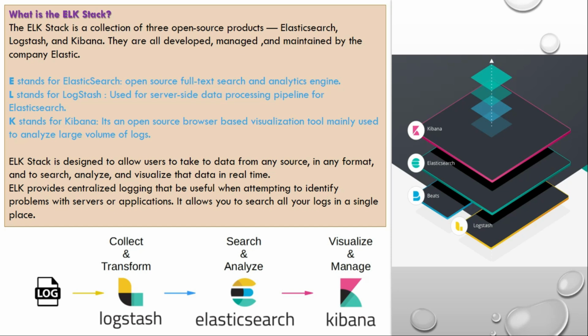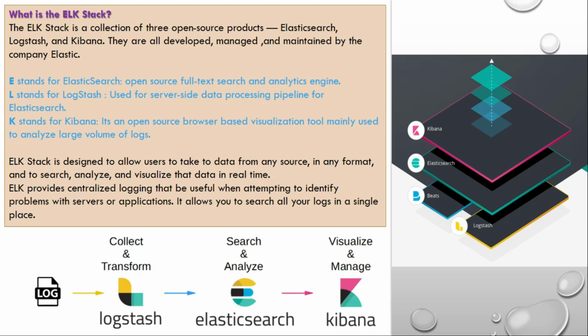And K stands for Kibana, an open source browser based visualization tool mainly used to analyze large volumes of data or your log files, and to analyze the data coming from Logstash to Elasticsearch. So whatever data is in Elasticsearch and whatever data Logstash sends, we can analyze using Kibana in a visual way. The ELK stack is designed to allow users to take data from any source in any format, and to search, analyze and visualize that data in real time.